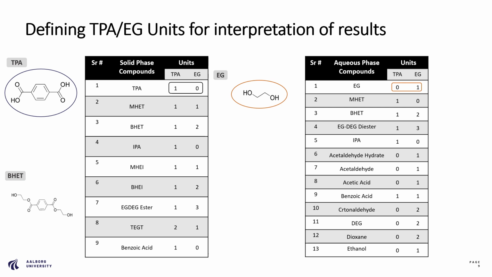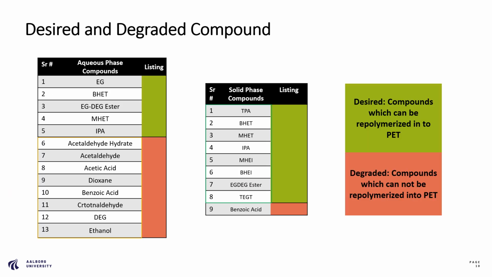Let's consider an example in solids. We have BHET, which based on its chemical formula has 1 TPA unit and 2 EG units. Similarly, in the aqueous phase, DEG has 2 EG units but no TPA units. By analyzing these units, we can better understand the distribution of TPA and EG in our products.